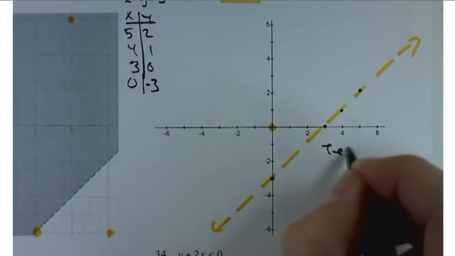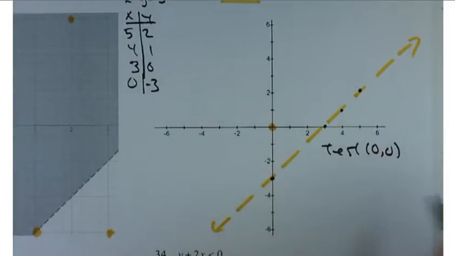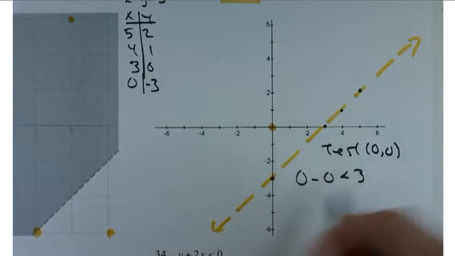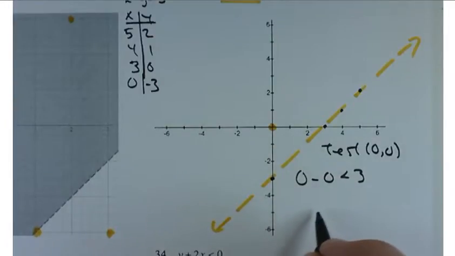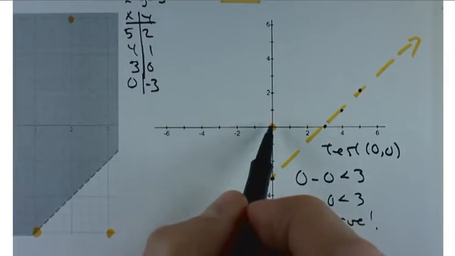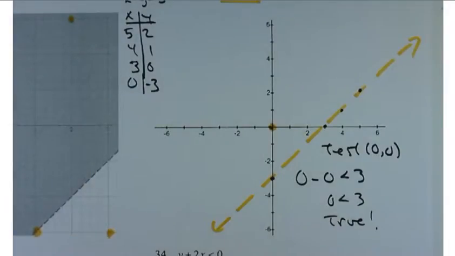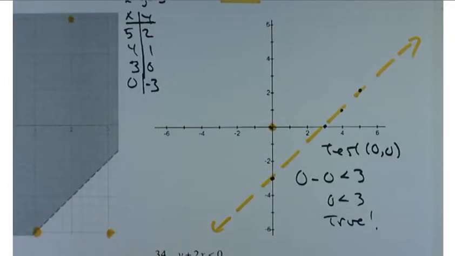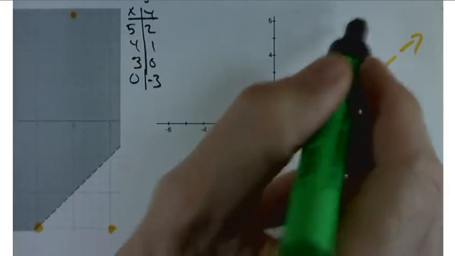So test 0, 0. 0 minus 0 less than 3. Is that true or false? Yes. That's true. So do I want to shade above and to the left or below and to the right? Yeah, up here, right? Because those points satisfy the inequality.